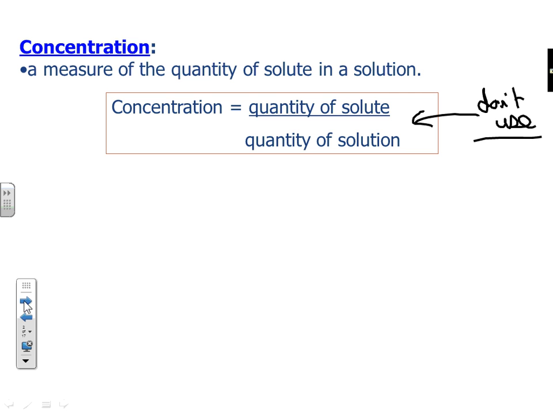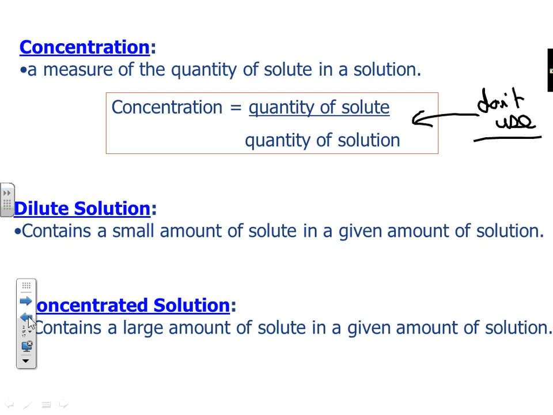Now, just qualitatively, a couple of terms that we use when describing solutions. We can describe a solution as being dilute, or we can have a solution being concentrated. And again, these are very qualitative terms. We have no official number that represents something that is dilute.